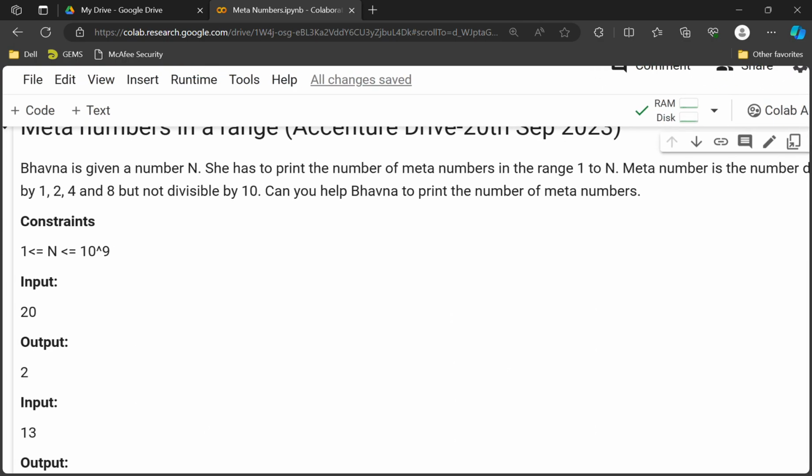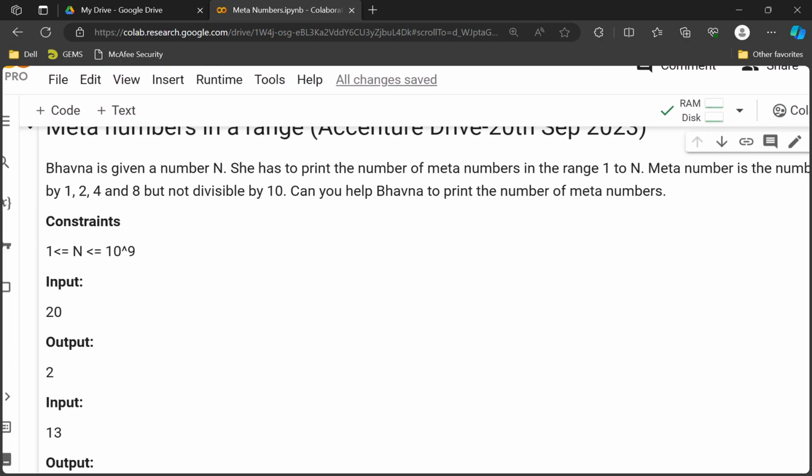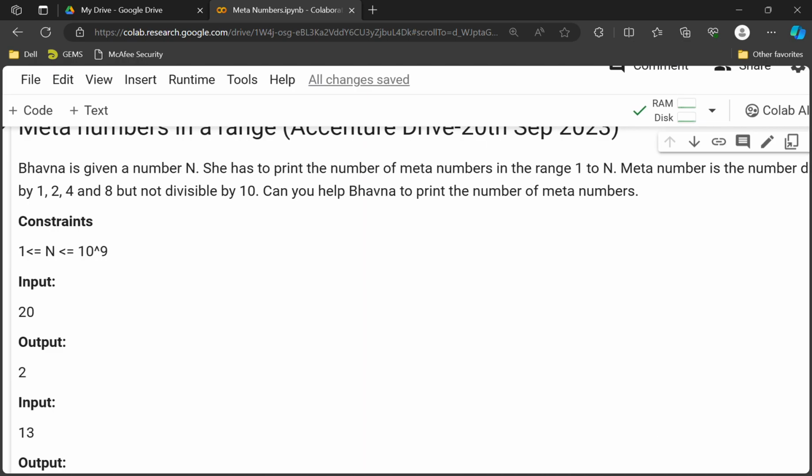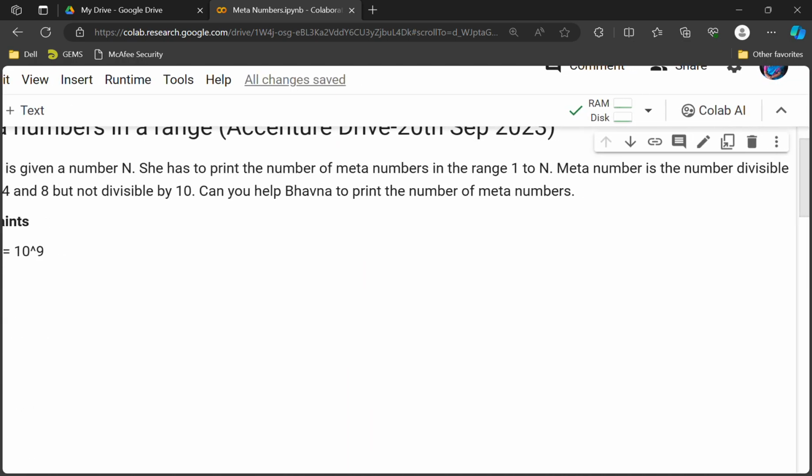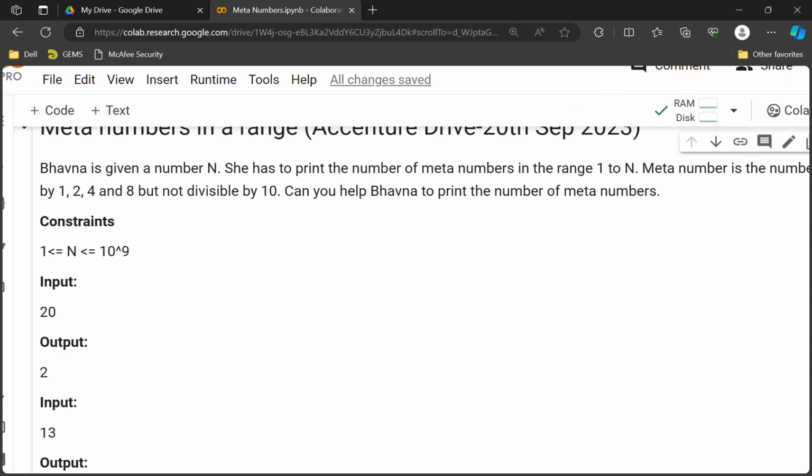Bhavana is given a number n. She has to print the number of meta numbers in the range 1 to n. A meta number is a number divisible by 1, 2, 4 and 8 but not divisible by 10. Can you help Bhavana to print the number of meta numbers in the given range?